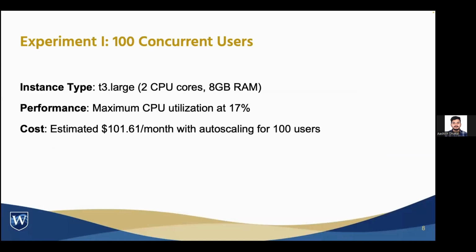For the first experiment, we tested Moodle with 100 concurrent users on a T3.large instance, which has 2 CPU cores and 8 GB of RAM. At peak usage, the CPU utilization reached 17%, which is well below the critical threshold. The cost for the setup was approximately $100, including auto scaling. This experiment served as a baseline to understand how Moodle performs with a small number of users.